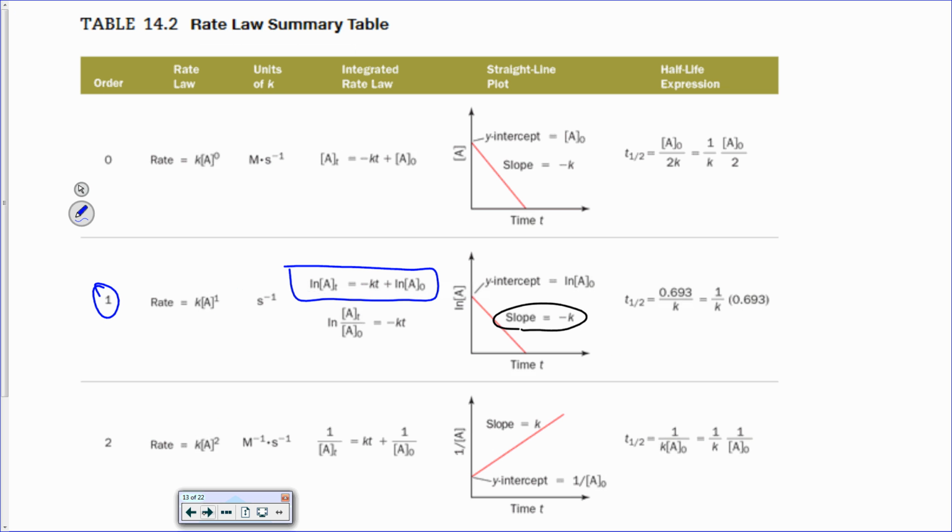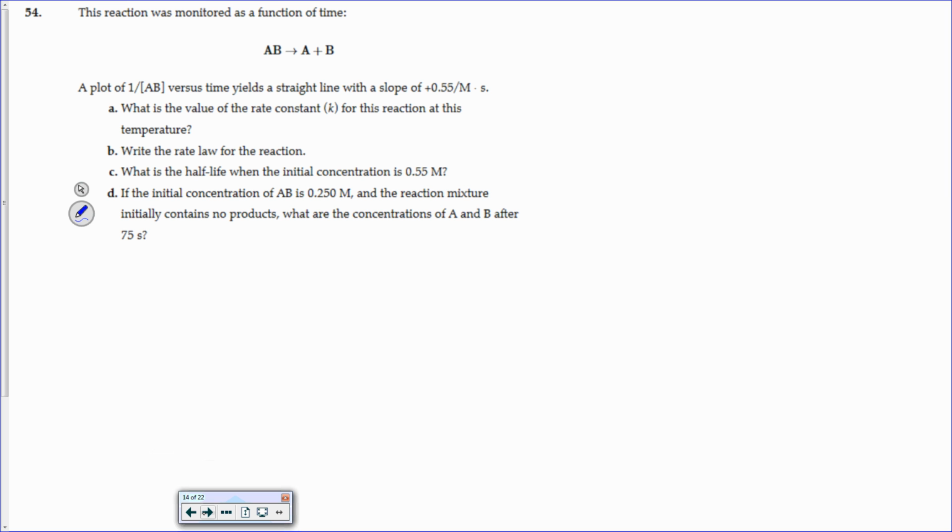Okay. All right, so let's look at the next one, guys. Problem 54 says a reaction is monitored as a function of time. AB decomposes to A plus B. A plot of 1 over A versus time yields a straight line, and it gives you the slope. Then it wants to know: A, what's the value of the rate constant at this temperature; B, what's the rate law for the reaction; C, what's the half-life given an initial concentration; and D, if the initial concentration is 1/4 molar, what are the concentrations of A and B after 75 seconds?